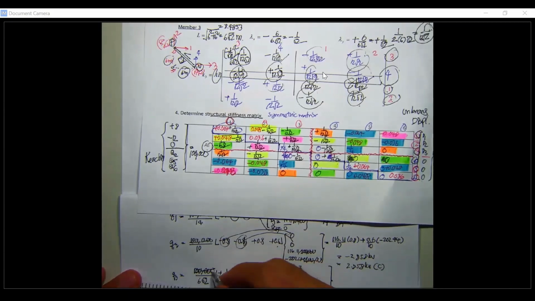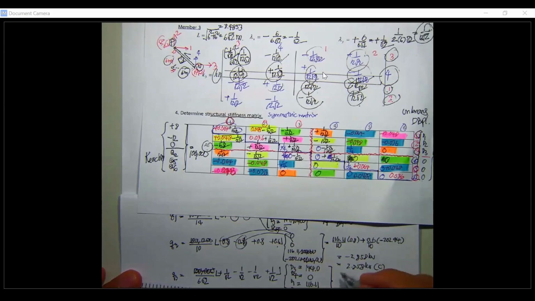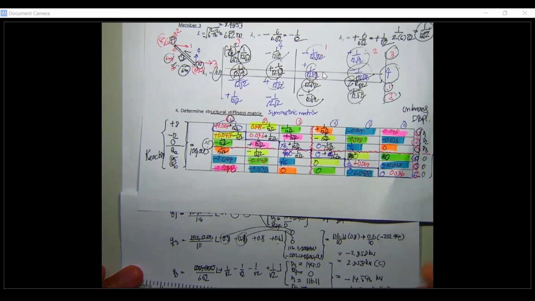Okay, you may cut this one out and put the D3: D3 is 144.0, and D4 is 0. This one 116.11, and this one plus D2. D2 is negative. Then minus 2.44. Put it into your calculator. This is going to be minus 14.546 kilonewton, or 14.546 kilonewton in compression like this.